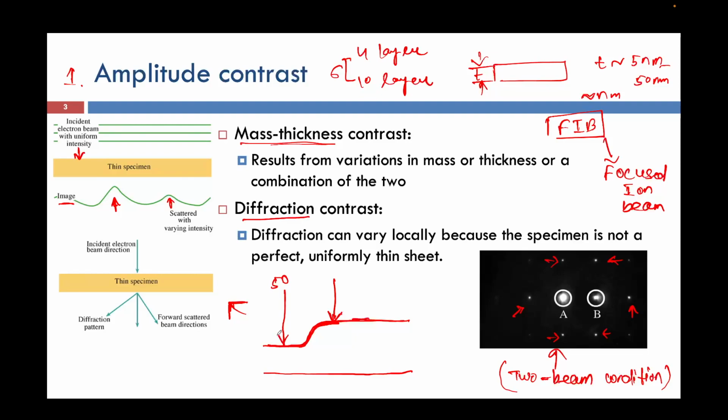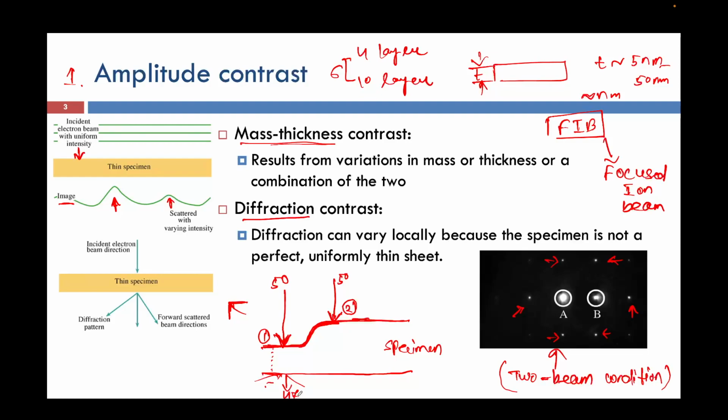So after the TEM sample preparation, here also 50 electrons are coming. However, since the thickness at this point is, let's say, 0.1 and this is 0.2, right? If I'm saying that this is my specimen, then after interacting with all this set of planes, let's say I am getting 47 electrons, right?